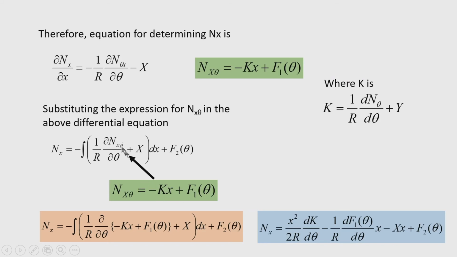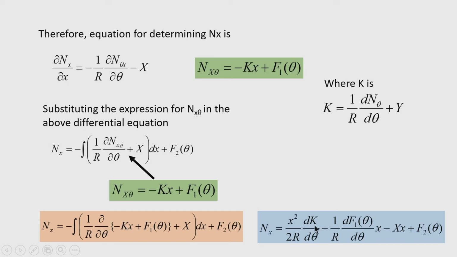When you substitute N_xθ here and carry out the differentiation, then we obtain 1 by r ∂/∂θ bracket minus k x plus f_1(θ) plus X. X is the component of the load along the x direction, along the longitudinal direction, that is the direction parallel to the generator. Plus constant of integration f_2(θ) appears.